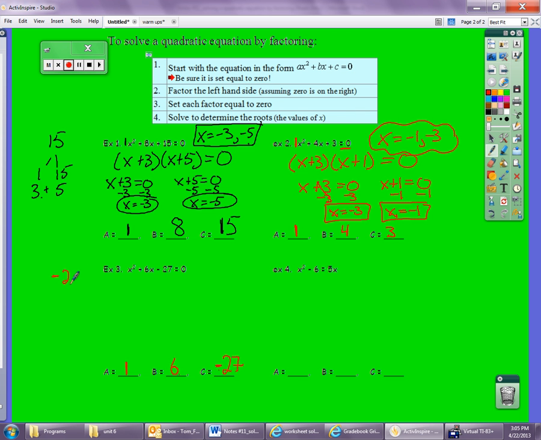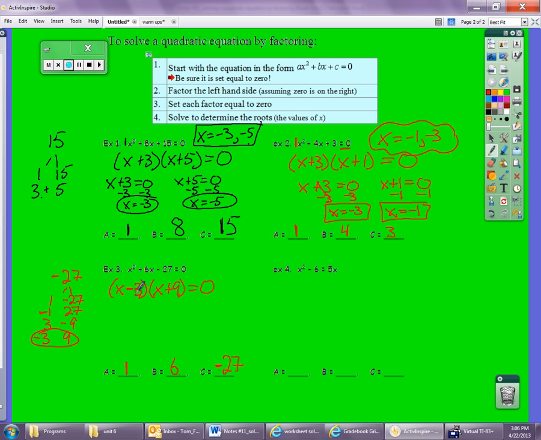Well, factors of negative 27, I have 1 and negative 27, negative 1 and positive 27, 3 and negative 9, negative 3 and positive 9. Since I want positive 6, I'm going to use negative 3 and positive 9. So my factors are x minus 3, x plus 9 equals 0. So we factored it, that's step 2.